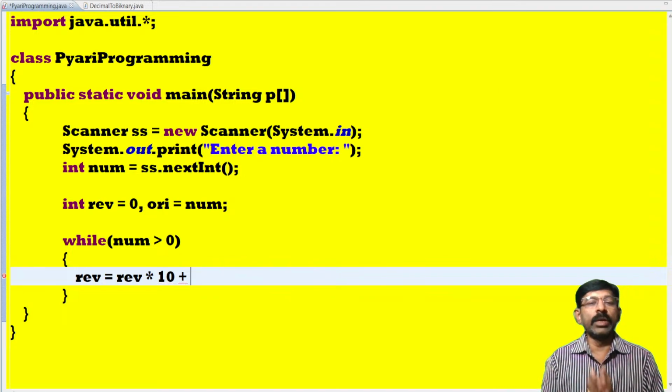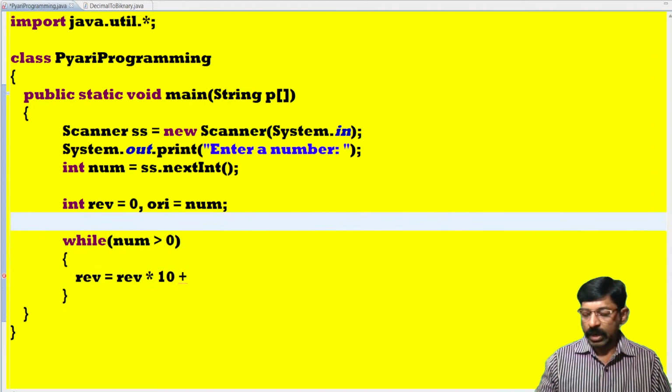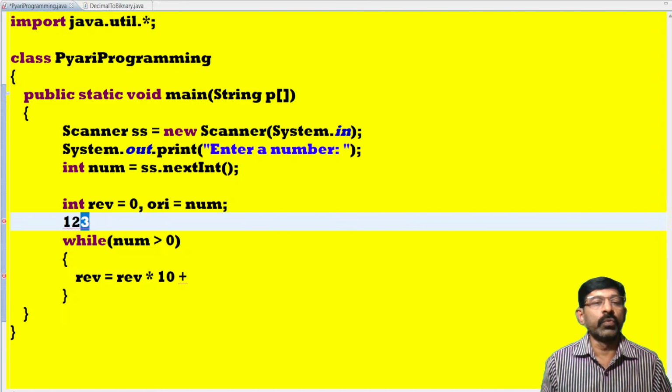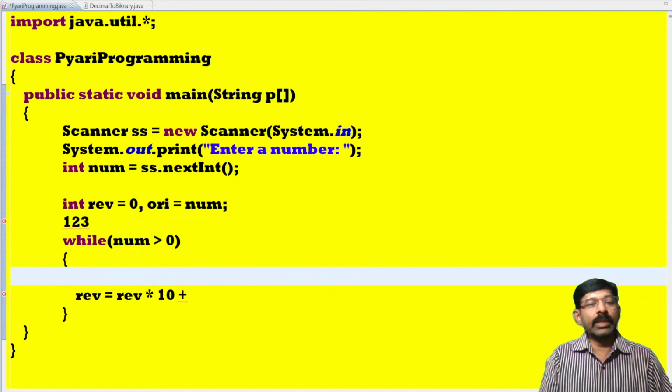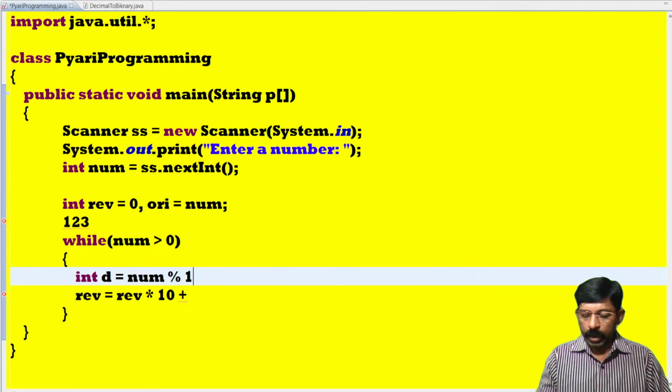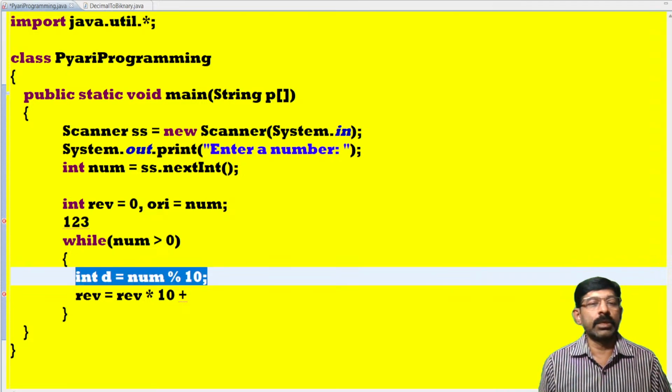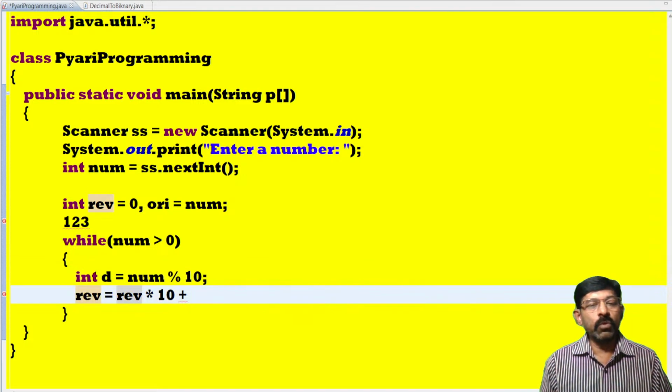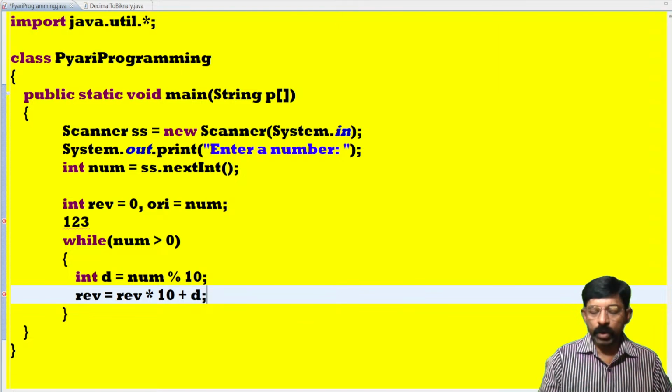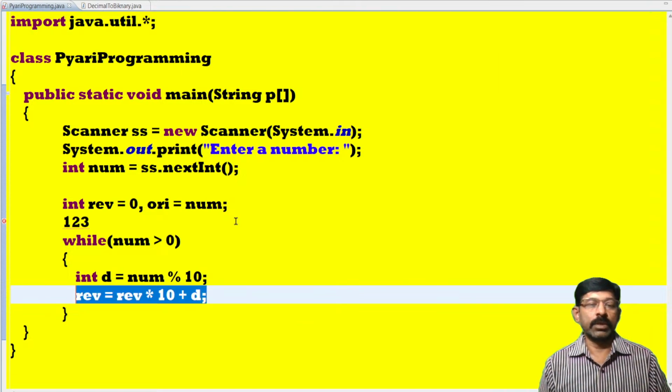I have to move the digit because as I said 123, 3 has to move. So that means I need to get the digit. int d is equal to num modulo 10, which will give me the digit. Now that digit I have to shift. So that's why plus d. This is the formula that we are going to use to get the reverse.